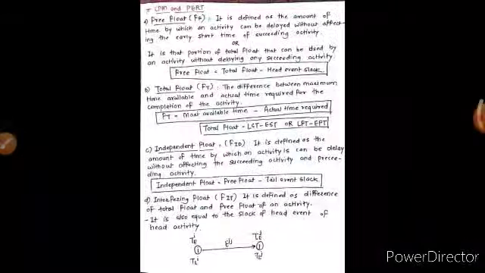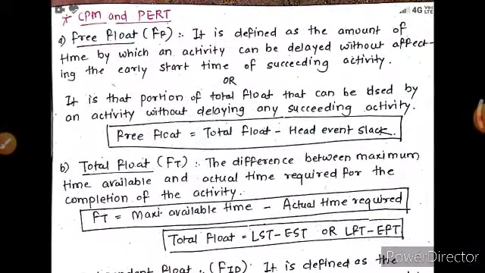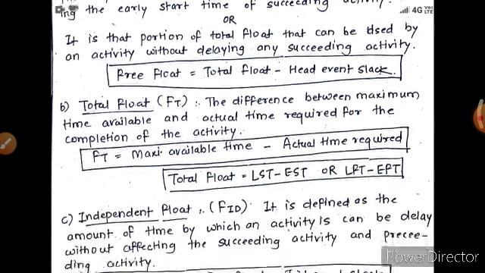Okay. Then the next part is CPM and PERT. Free float: it is defined as the amount of time by which an activity can be delayed without affecting the early start time of the succeeding activity, or it is that portion of the total float that can be used by the activity without delaying any succeeding activity. So the free float will be equal to total float minus head event slack.